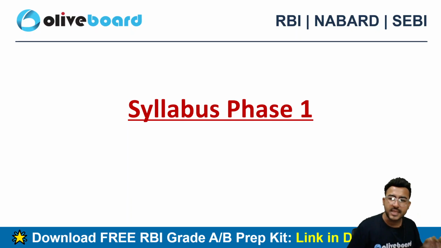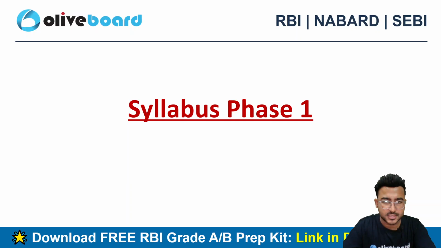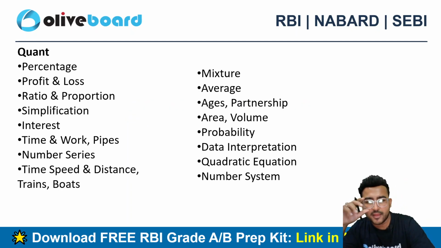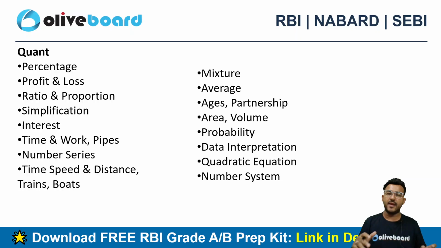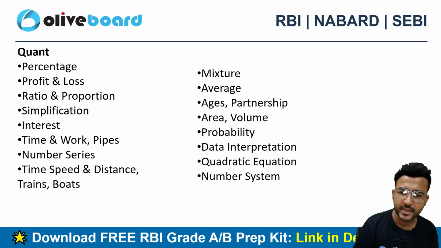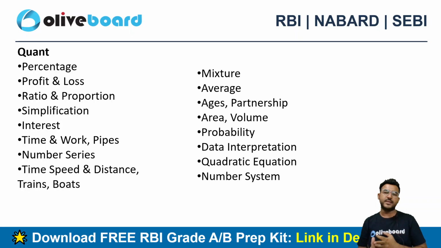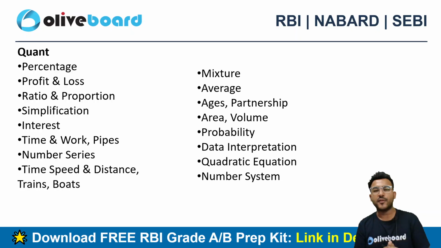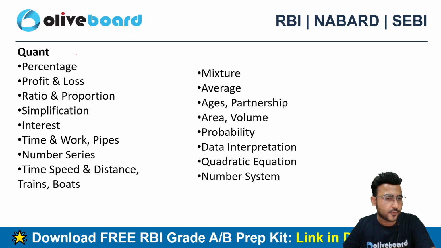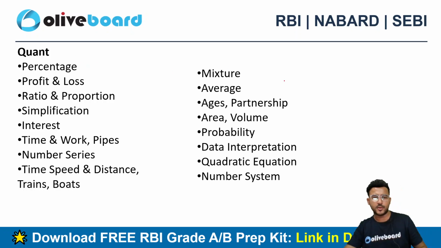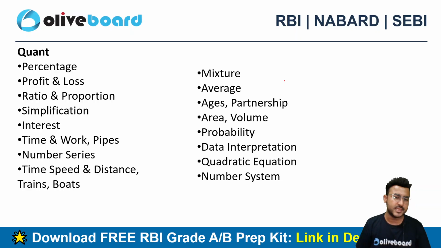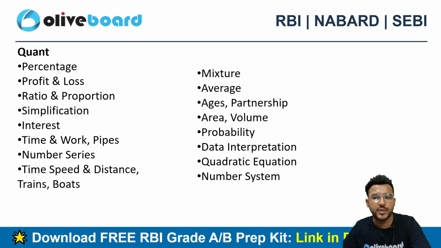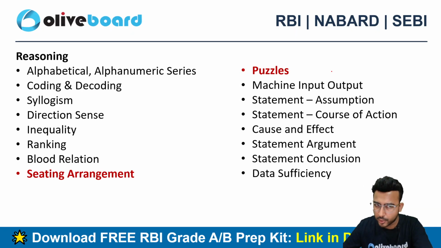If I talk about the syllabus of the RBI Grade B examination, then in quant we have several topics. Basically they haven't disclosed the syllabus for the phase 1 examination, though for the phase 2 examination the syllabus is already disclosed. For phase 1 you need to have a quick understanding of topics like percentage, profit and loss, simplification, number series, mixtures, averages, probability, and so on, right? So you need to have a very strong understanding of quant.